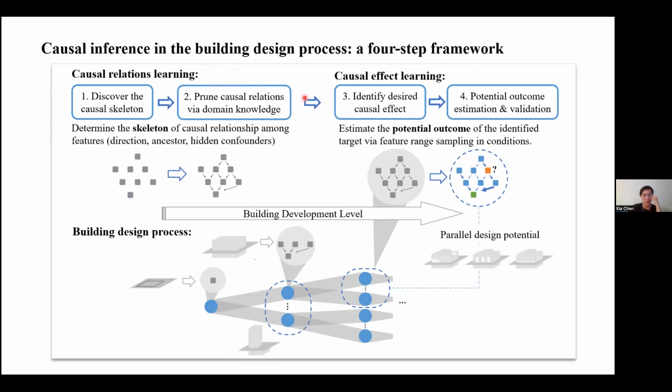In the first part, we use a causal finding algorithm to discover the causal relationships from the data. And then we can use our domain knowledge to test it and trim it. This part would determine the skeleton of causal relationships amongst features. And in the second part, we need to first identify the desired treatment and outcome, our targets, and then formalize the causal effect of the potential outcome given the set condition from the skeleton.